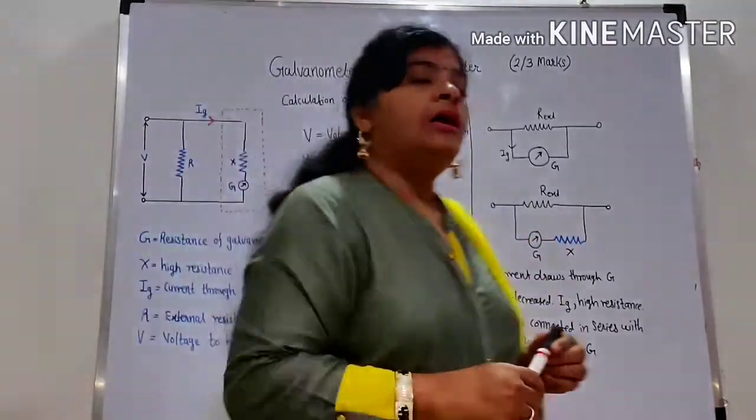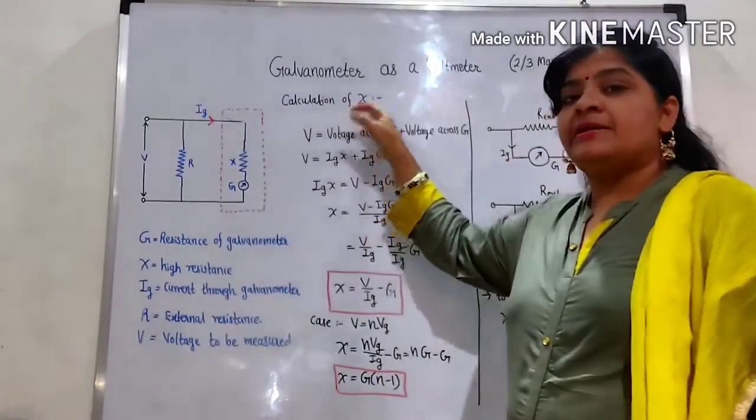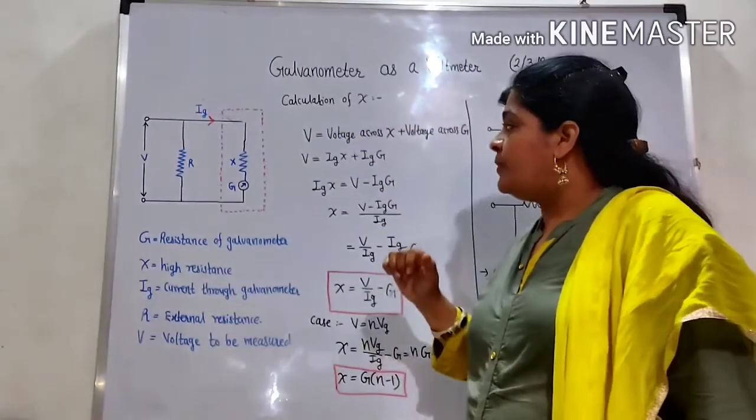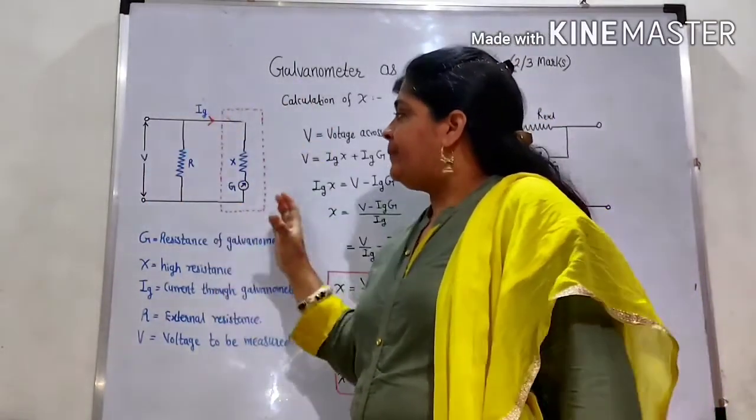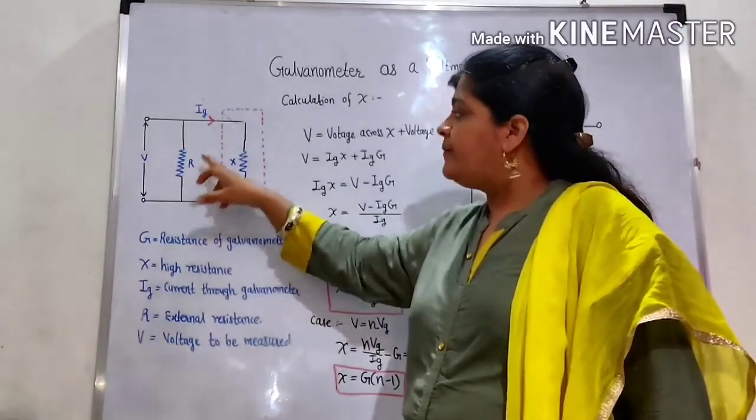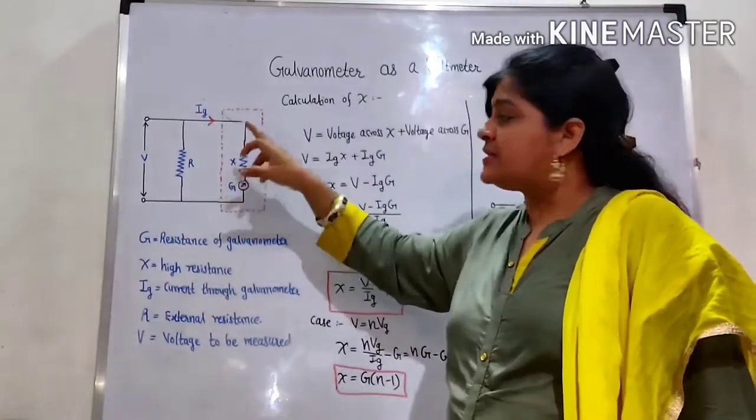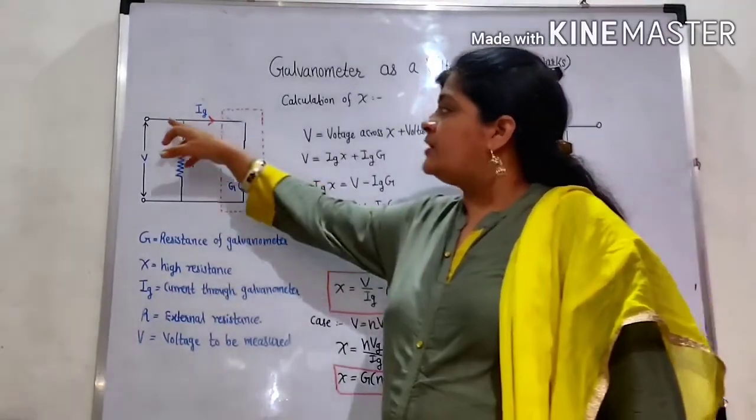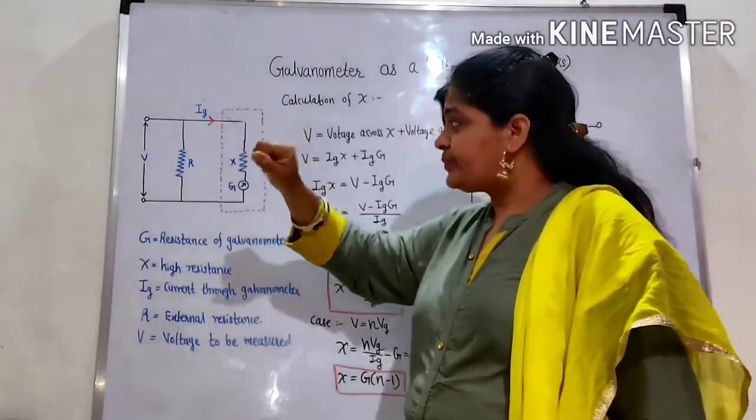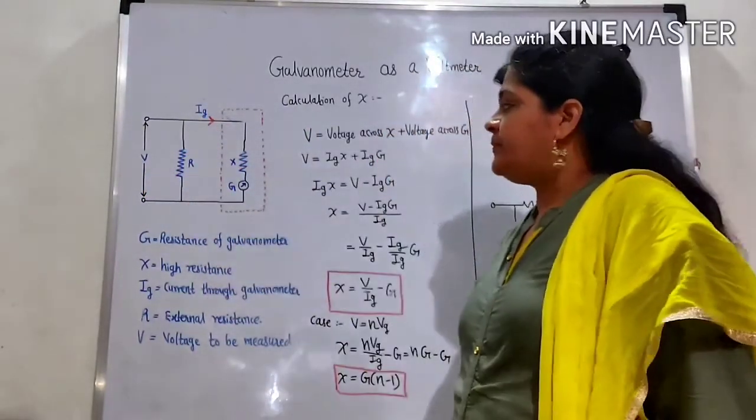Now we are learning the formula for the high resistance. Here X represents the high resistance which is connected along with the galvanometer in series combination. Now come to this diagram. In the diagram, we are using an external load resistance R. Next, the galvanometer is there, along with the high resistance X in series combination, and the current flowing through the galvanometer and this high resistance is Ig. V is the voltage to be measured across this load resistance.